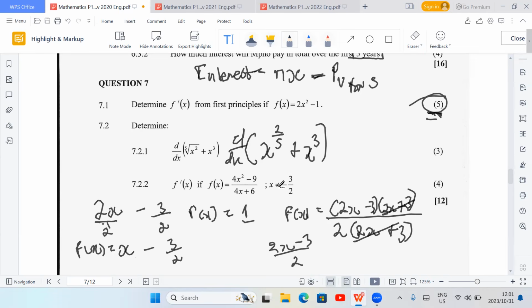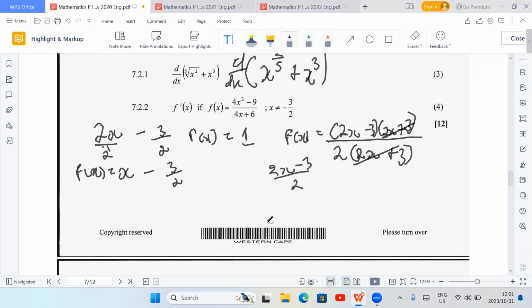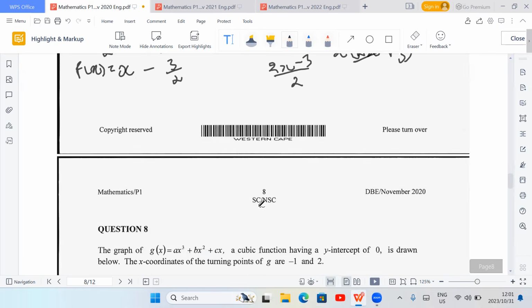Now they're saying your x should not be equal to negative 3 over 2. Because if it's negative 3 over 2 here, the whole denominator will just be 0. So if you substitute this value here, you'll get your denominator as 0. And you know, if you get your denominator as 0, then it becomes a non-real number. So it's non-real.